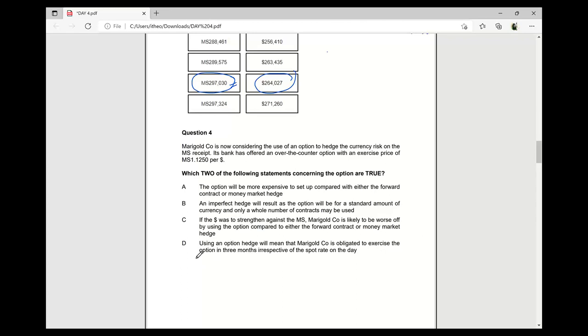Marigold is now considering the use of an option to hedge the currency risk. Obviously, there is a product called an option in which you get a right, not an obligation. Either you take it or leave it.